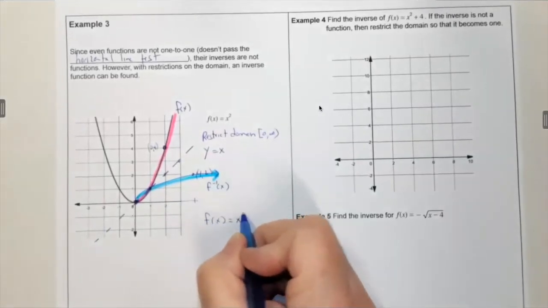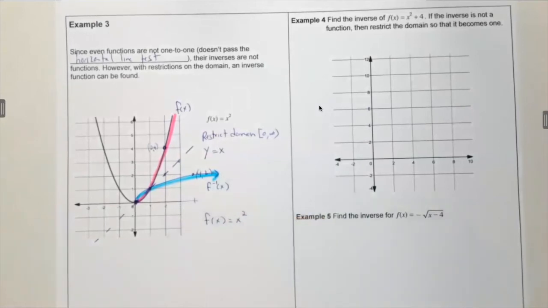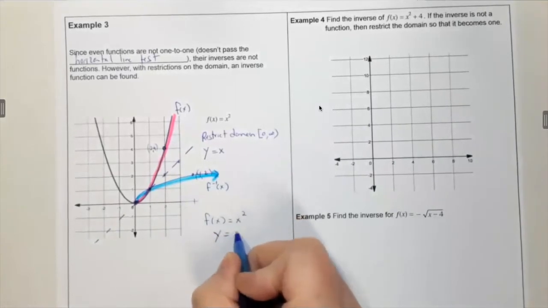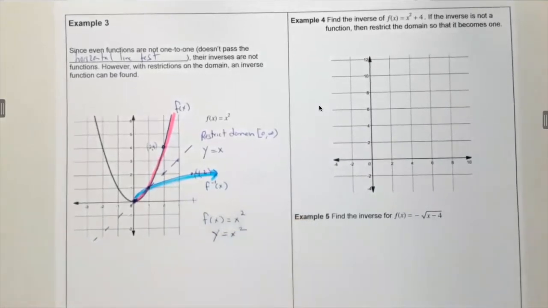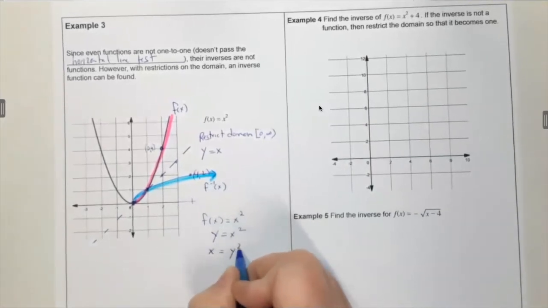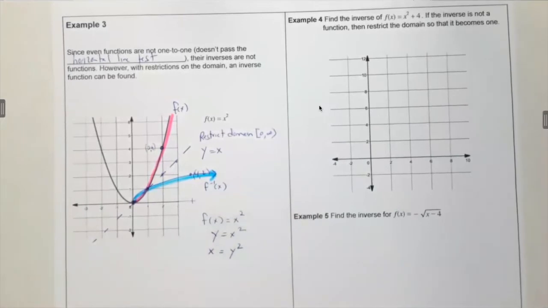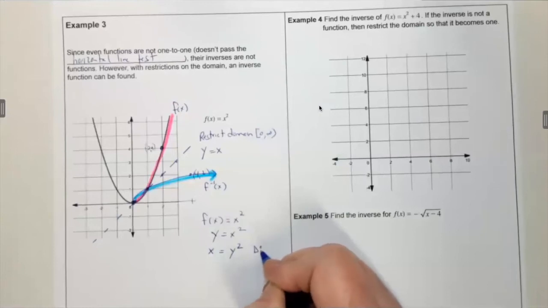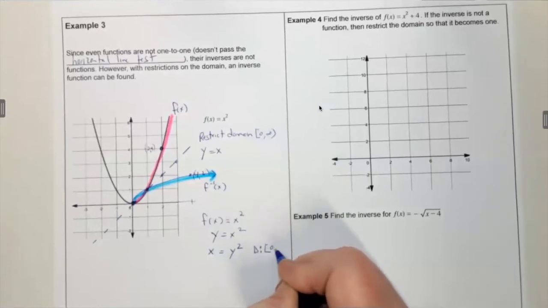If I was looking at the equation, I need to switch my x and y values. Well, f of x equals y, so I have y equals x squared. How do I find the inverse? I switch my x and y values. I have x equals y squared. I am restricting the domain from 0 to infinity.